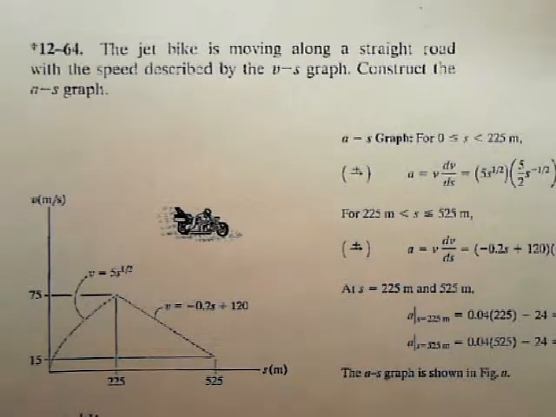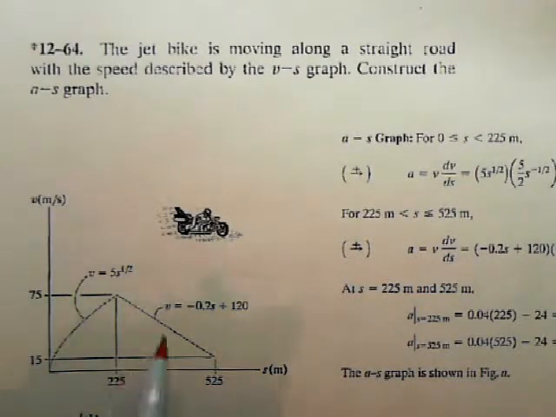Okay, we're going to look at problem number 12-64 out of your textbook, and it says a jet bike is moving along a straight road with the speed described by the V versus S graph that's showing up down here, and we've been asked to construct the acceleration as a function of position graph. Now, given that this graph, and they've given the picture of the curve, and they've also given us the equations of the curve in the problem statement.